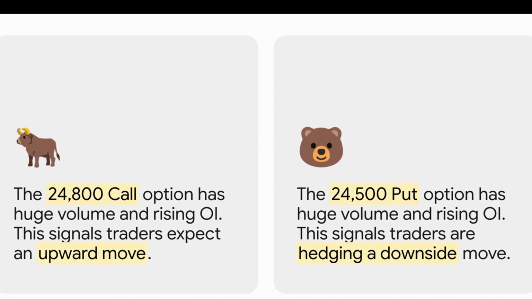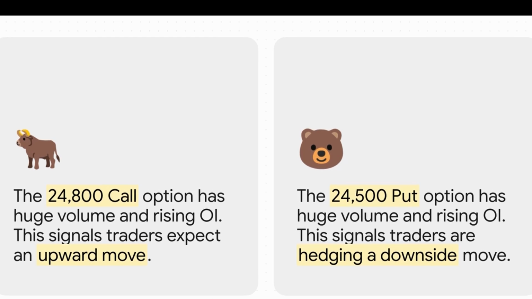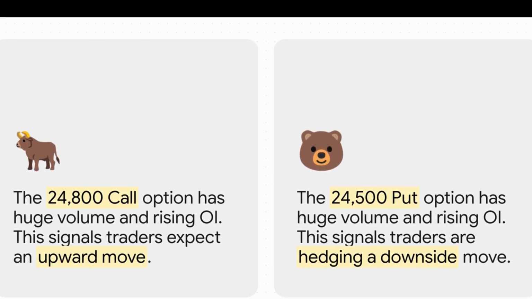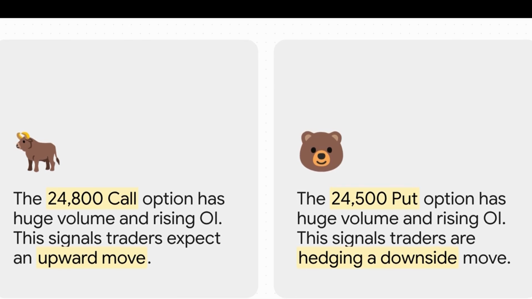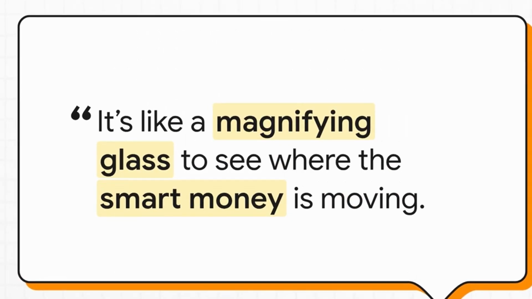But what if you see that exact same activity exploding in the 24,500 puts? Well, that's the complete opposite signal. Big money is either betting on a drop or they're rushing to buy protection. In either case, the story becomes incredibly clear.